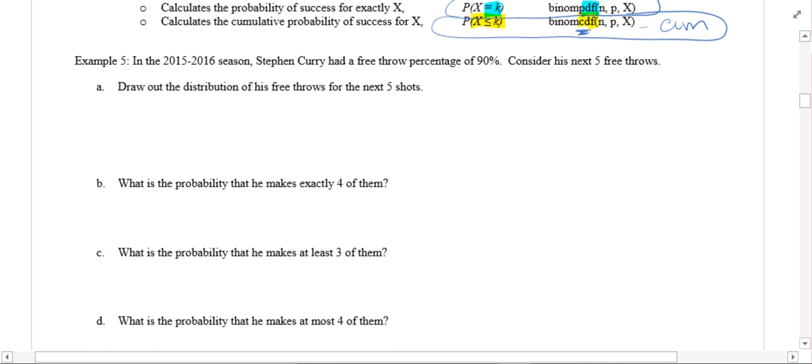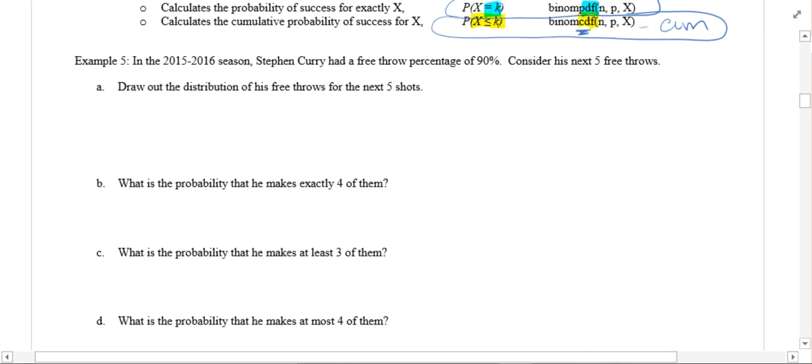Okay, so we're going to practice this, but I'm going to have you do a couple easier ones first. So we're going to go a little out of order here. Number 5, in the 2015-2016 season, Steph Curry had a free throw percentage of 90%. Consider his next 5 free throws.